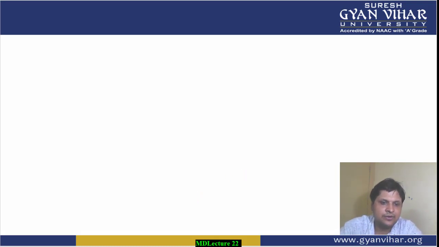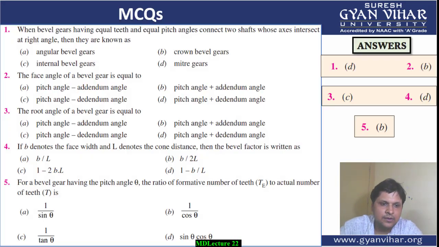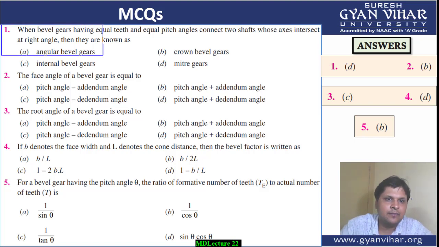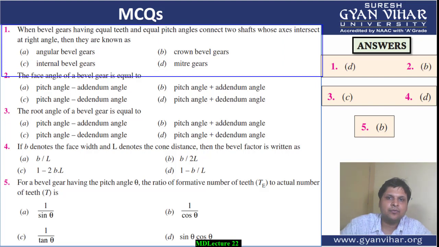Now we will discuss some multiple choice questions. Coming to the first multiple choice question: when bevel gears have equal teeth and equal pitch angles, and connect two shafts whose axes intersect at right angles, then they are known as? We all know when the shafts intersect at 90 degree, the gear is a miter gear.